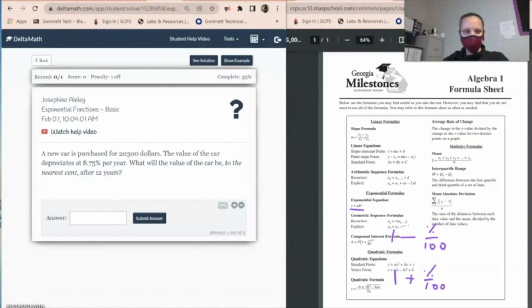Then A is whatever it starts with. So for my question, this is what it starts with. It's depreciating, so I'm going to be using this one right here. And it's take the percent divided by 100, and then do 1 minus that. And then put X as 12. All right, so I'm going to do it in the calculator, but I did want to show you what that looks like on your formula sheet.